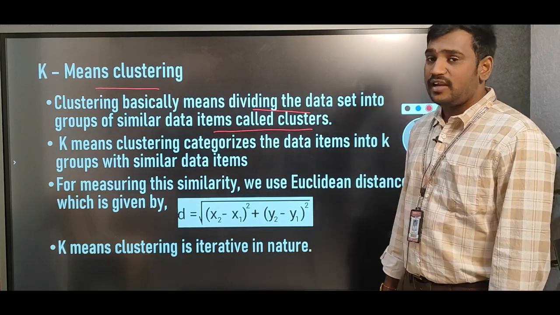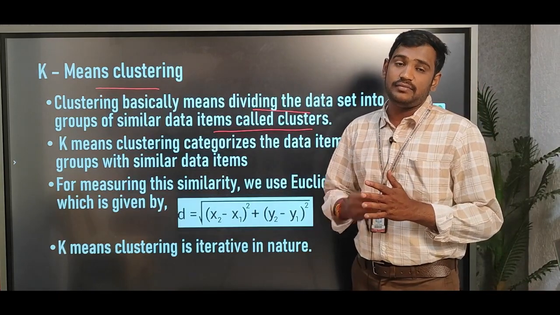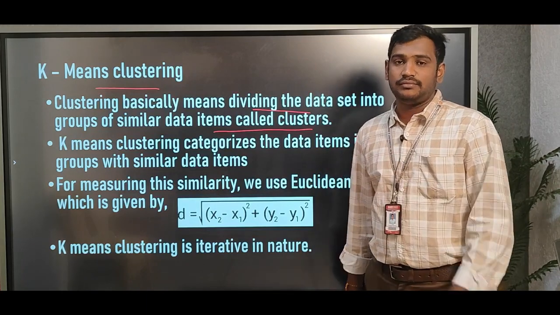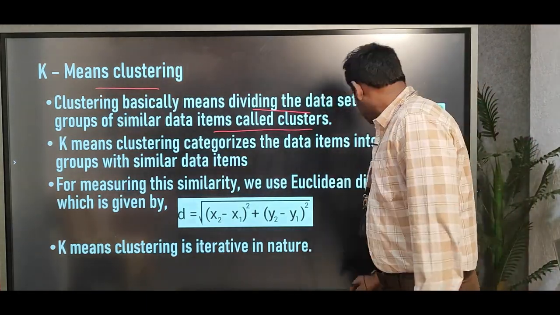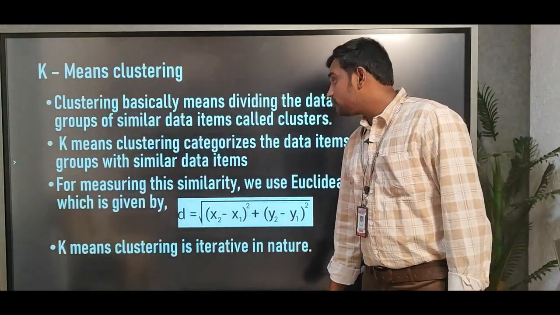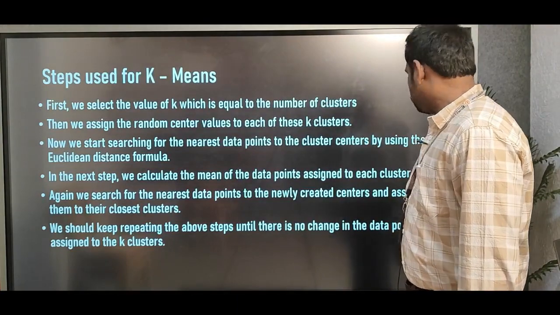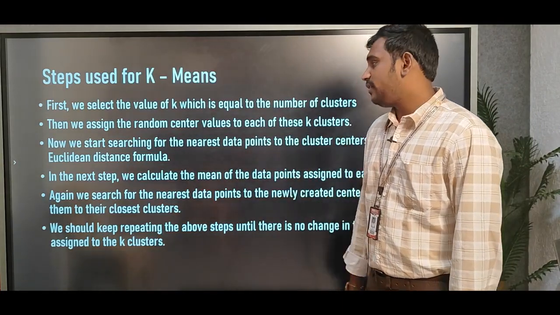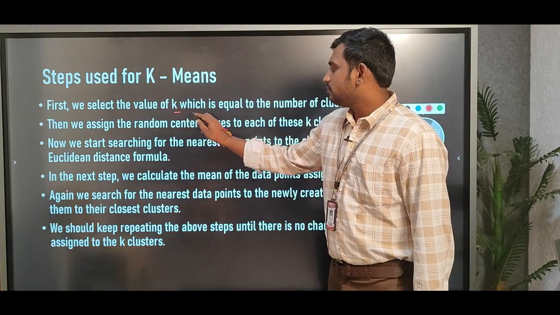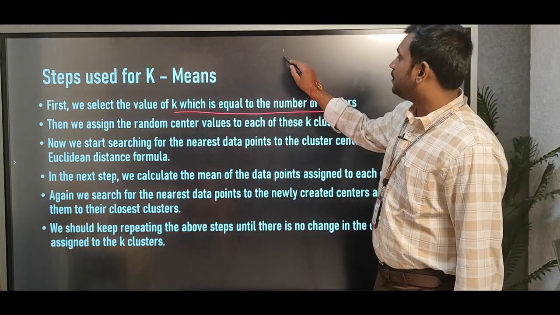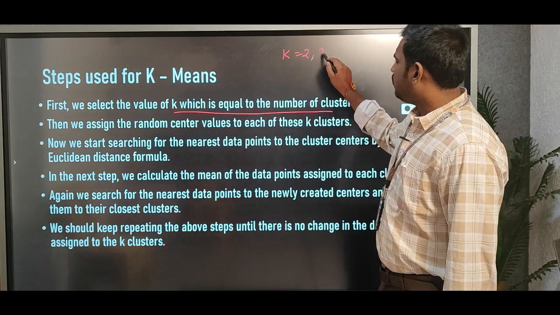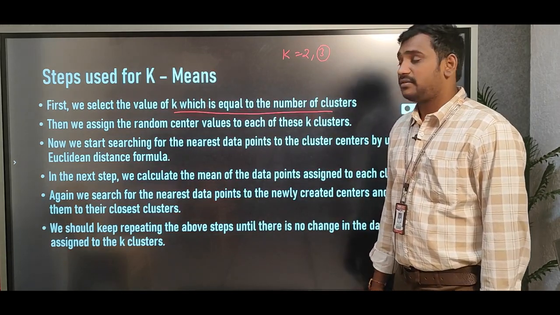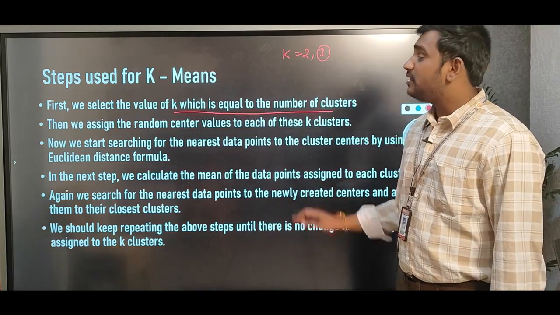K means clustering is iterative in nature. Iterative in the sense that it is repeated until you find the correct clusters. The process will be continued. Next, the steps used for K means, which we call the algorithm used for K means. First we select the value of K, either 2 or 3, whatever it may be. How many clusters you want to separate your data into, you have to select the number. Don't worry, a numerical example will be there, and I will explain it.